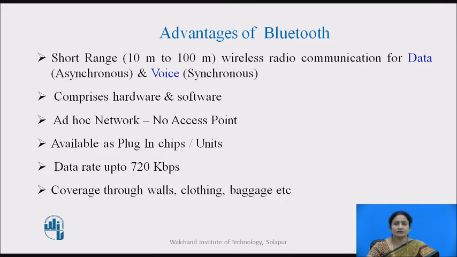The advantage of Bluetooth is that it works in a short range of 10 meters to 100 meters, and it is a wireless communication device. For data, it should be asynchronous, and for voice it should be synchronous. It is comprised of hardware as well as software. A few softwares are implemented, inbuilt, burned over that chip. It uses the technology of the ad hoc network, so no access point is required. It is easily available. Just now you have seen that it is like a pen drive, you can plug in the chip. Also, the data transmission rate is about 720 kbps. Coverage-wise, it can transmit the signal through walls, cloths, baggage, etc.